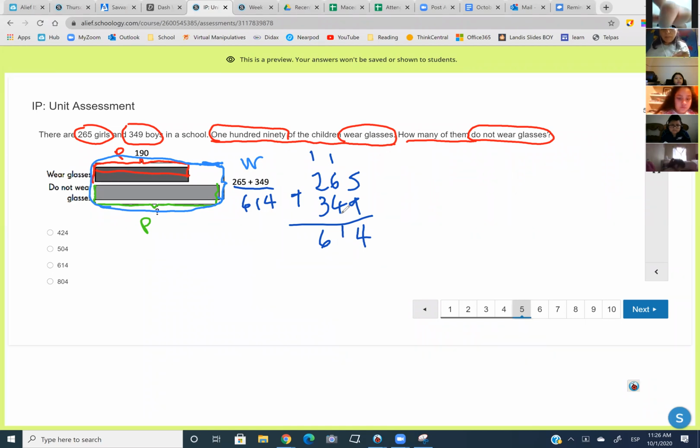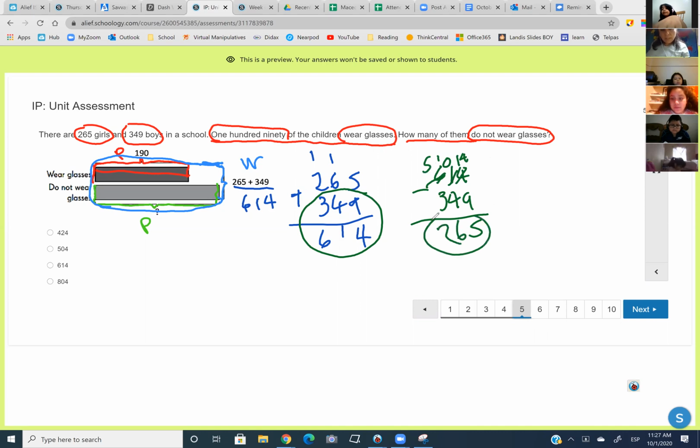Let me prove it. Maybe I'm wrong, so I'm going to subtract these numbers to see if I get the same answer. 614 minus 349. I regroup, this is a 0, and this becomes a 14, that's 5. 0 minus 4, I cannot, I regroup, that's 5 and 10. 10 minus 4 is 6, and 5 minus 3 is 2. 265 is the same, so the answer is going to be 614. Now, if this is the whole and I have the part, I'm going to subtract because I'm looking for the part. So I'm going to do that.